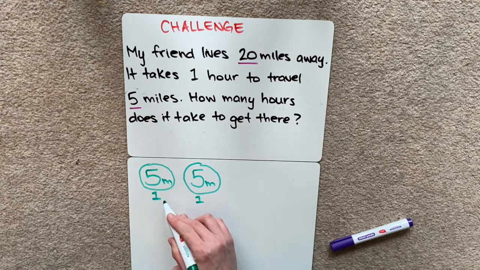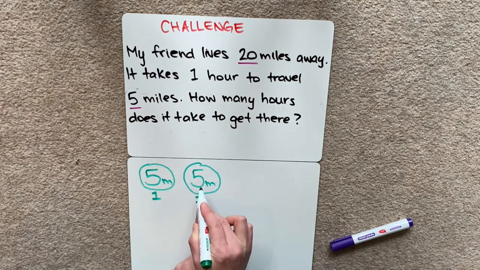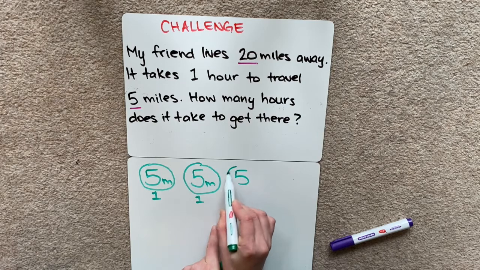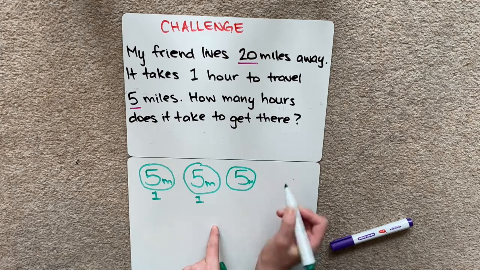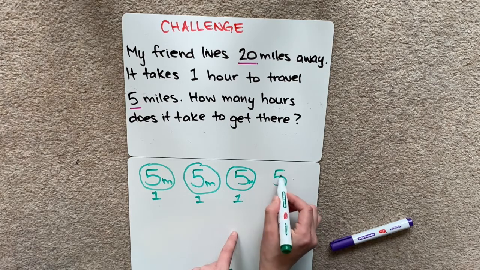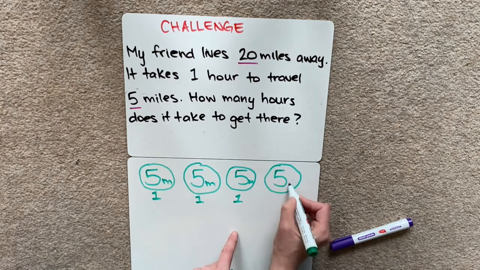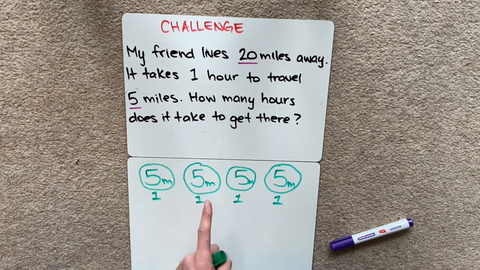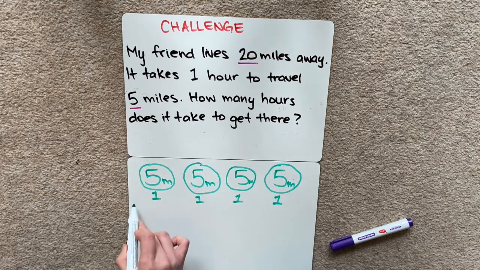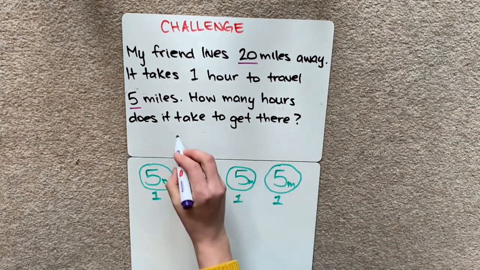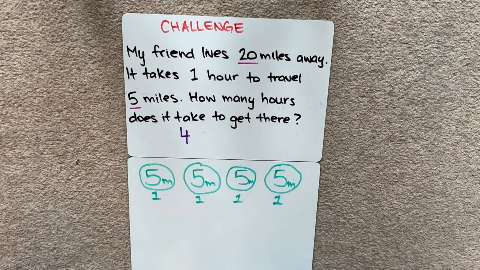So I've done 5 miles, that's 10 so far. I need to get to 20. So 15 miles, oops, squeezing my M. Another hour, squeeze, I need to do another 5 miles. Another hour, 5, 10, 15, 20. Oh look, I've traveled 20 miles. How many hours does it take me? It takes me 4 hours.